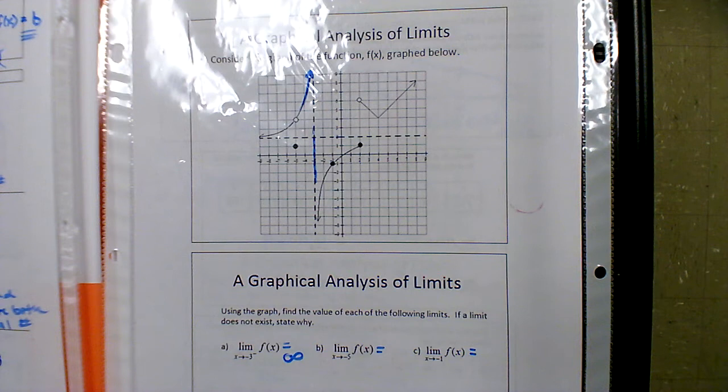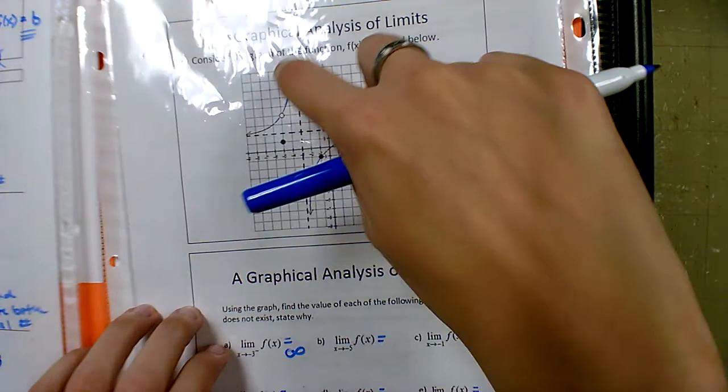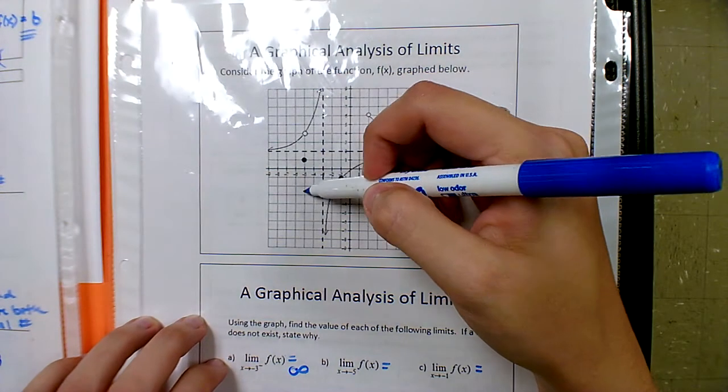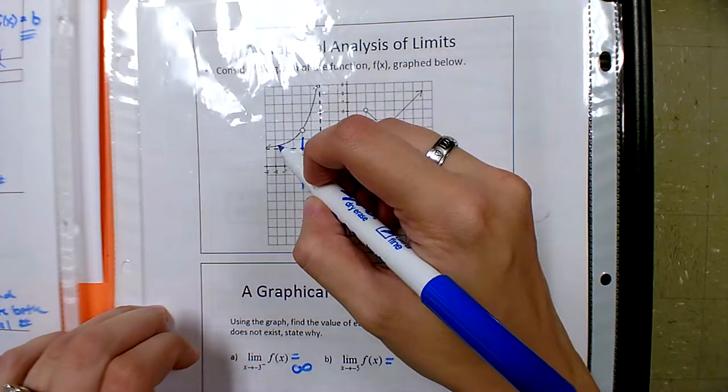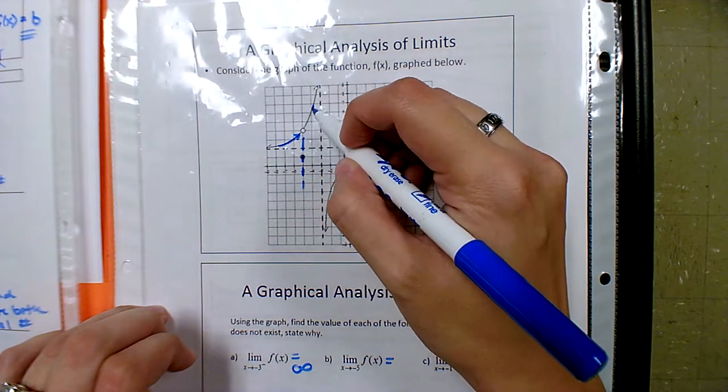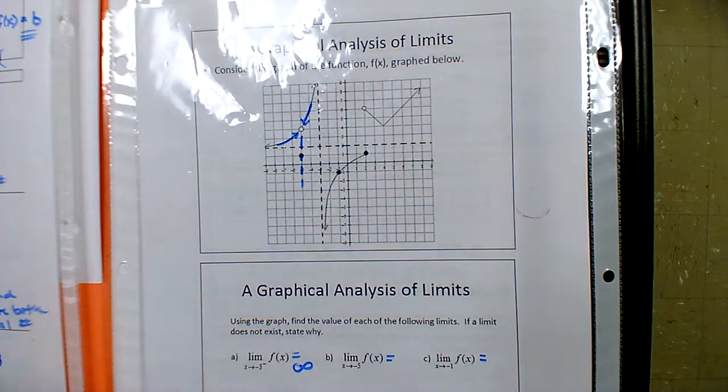All right. Part B, we want to approach -5. There's no plus or minus, so that means we have to come in from the left, or from both sides. So -5 is somewhere right here. We got to trace the left side of that -5 and the right side. Are they getting close to the same point, or are they not? They are getting close to the same point, so that means the limit exists, okay?